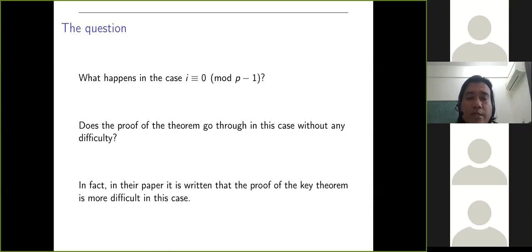Okay, so there are two instances where this is mentioned in the paper of Coates and Wiles. The first thing they mention is in the introduction. They say that this is highly non-trivial, and maybe different techniques will be needed for this. And in fact, in the paper, it's written that the proof of one of the key theorems is more difficult in this case. So this is what we want to understand. What is this difficulty?